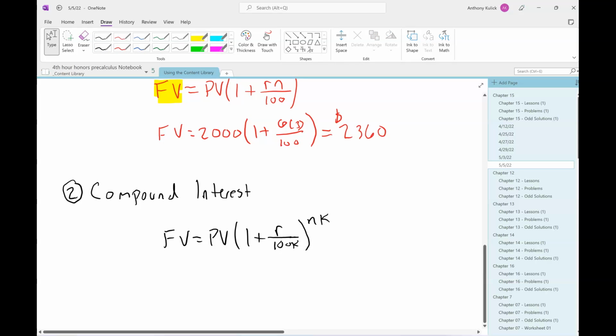So our formula there is FV equals PV times (1 plus R over 100K) to the NK. The FV, PV, R, and N still mean the same thing, so I'm not going to rewrite what those are. Is that okay? The K, though, is new. The K is just going to be the number of compounds per year.